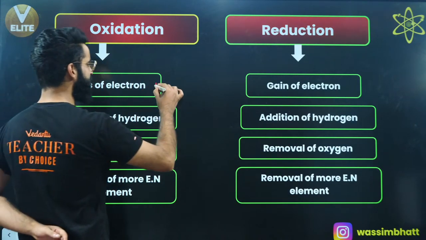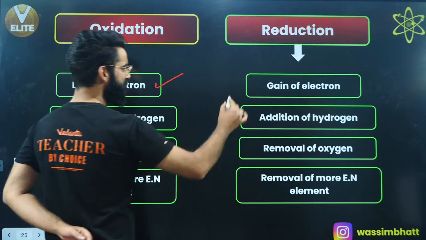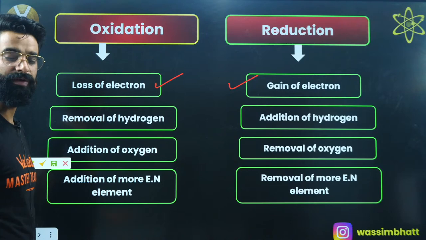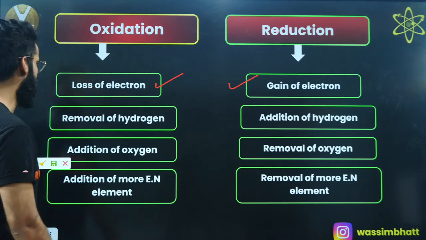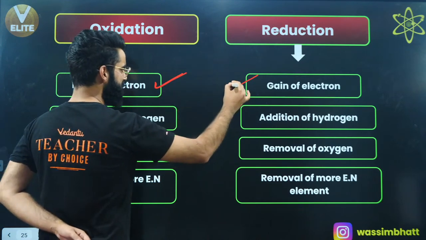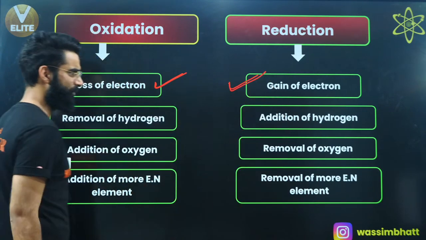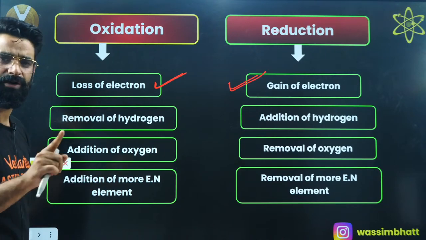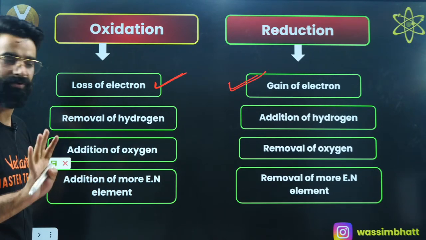Oxidation is basically defined as the loss of electrons. Reduction is defined as the gain of electrons, right? There are many ways by means of which you can define oxidation. Oxidation in terms of electron exchange: loss of electrons is called oxidation. The process which involves the gain of electrons, we say that process undergoes reduction. Loss of electrons, oxidation; gain of electrons, reduction, right?